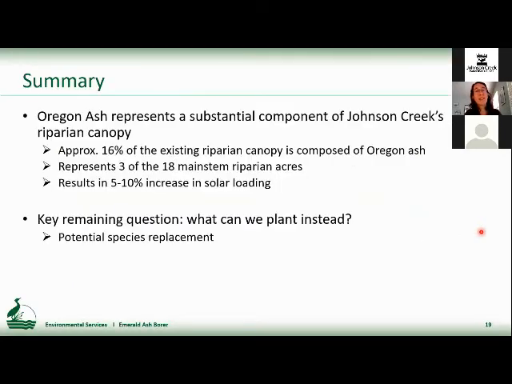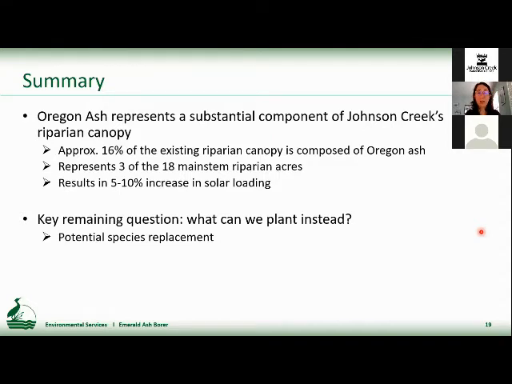So altogether, the findings of our efforts here is seeing about 16% of that existing canopy is composed of Oregon ash. And when you look at that by acres, that would be about 3 of our existing 18 acres being lost in the event that the emerald ash borer came to town. And that would likely result in somewhere in a 5 to 10% increase in solar loading.